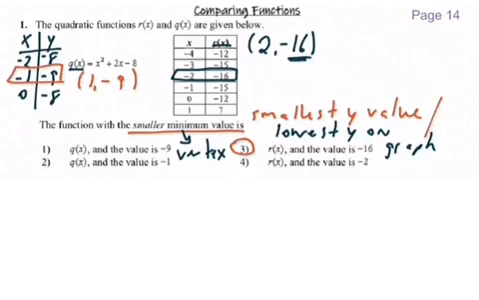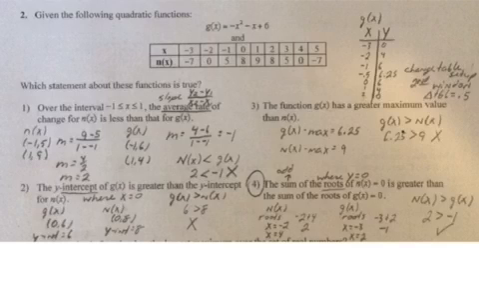If they're specifically asking you for the smaller y value, if you have a -9 and a -16, -16 will be the smaller number. Therefore, r of x must be the quadratic that they're talking about, with the value of -16. Again, if you wanted to, you could plot the points and see where the y value would be lower. For question number 2, the correct answer is 4.